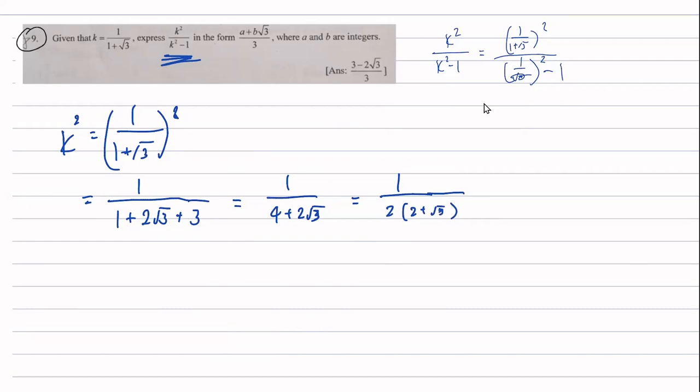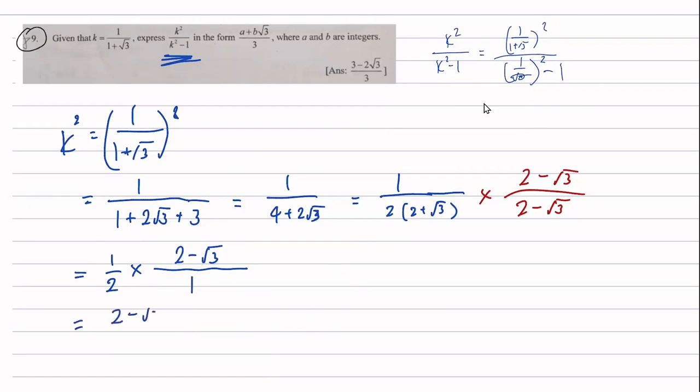Okay. Then I proceed to rationalize. You multiply top and bottom by 2 minus root 3. Sorry for the messy presentation. Don't forget the factor of half in front. Then you're left with 2 plus root 3 times 2 minus root 3, which is 2 square minus root 3 square, which is 4 minus 3, which is 1. Numerator is 2 minus root 3. So 2 minus root 3 over 2.